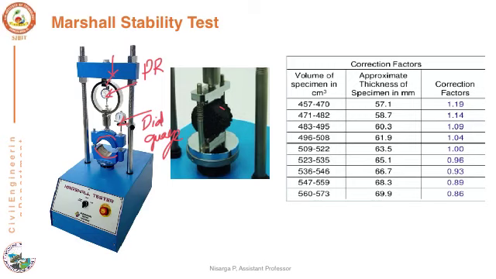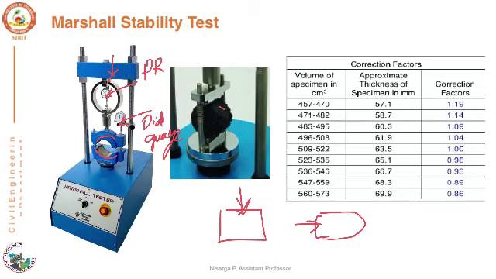So now the prepared specimen has to be placed. This is the direction in which you have compacted the specimen, but when the testing is done, the specimen has to be placed in the direction perpendicular to the direction of the original compaction. After placing the specimen into the Marshall stability testing machine, gradually the load has to be applied, and with frequent load application, you will have to measure the deformation of the bituminous sample.